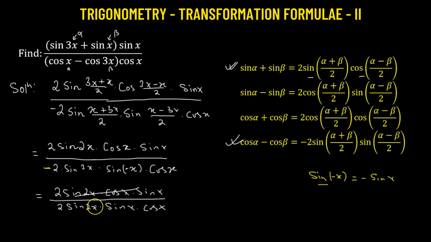Now the numerator and the denominator will get factored out, leaving us with 1. So that means the value of the given trigonometric expression is equal to 1.